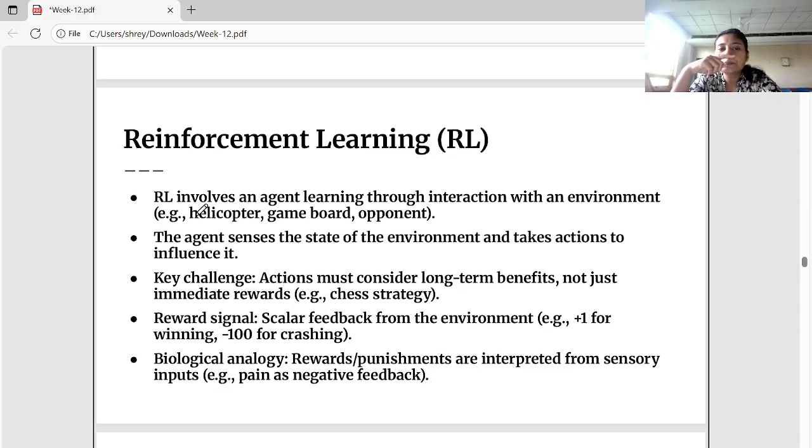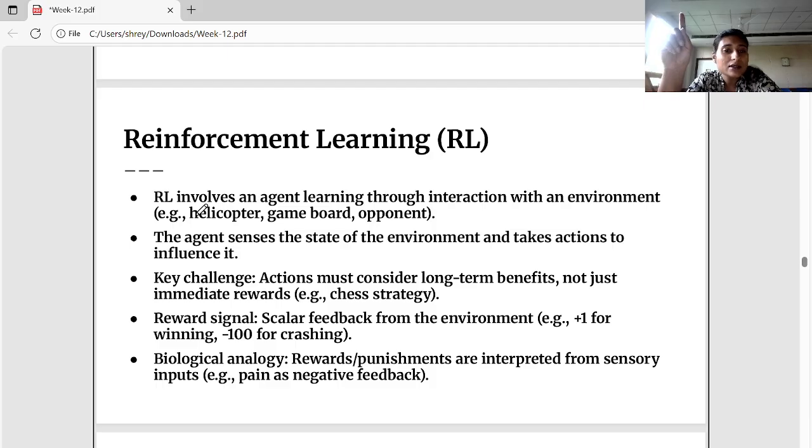Here we can see that reinforcement learning involves an agent. It requires an agent learning through interaction with the environment. In chess there are multiple moves that you handle in those games. For example, the environment can be a helicopter, a board, or an opponent. So the agent senses the state of the environment and takes actions to influence it. Whenever it takes some action, some changes are applied, obviously.